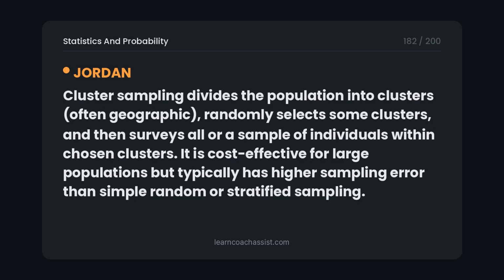What is cluster sampling? Cluster sampling divides the population into clusters, often geographic, randomly selects some clusters, and then surveys all or a sample of individuals within chosen clusters. It is cost-effective for large populations but typically has higher sampling error than simple random or stratified sampling.